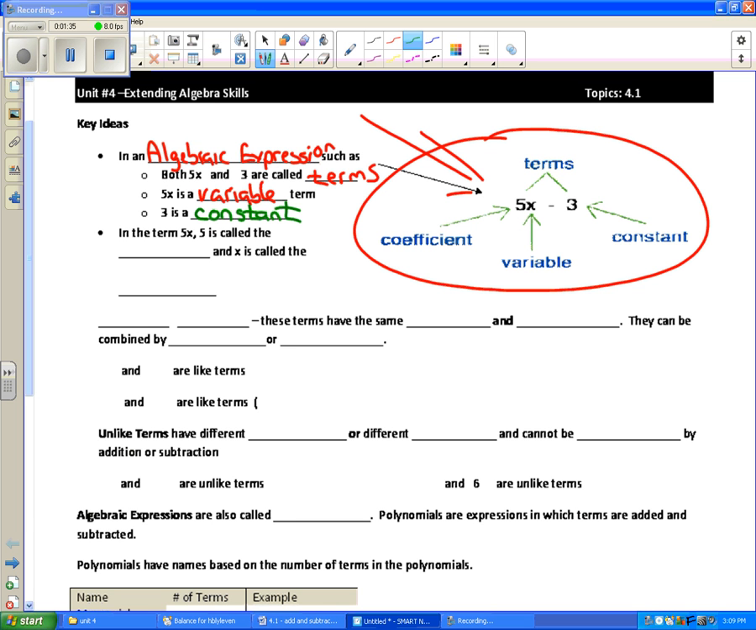In the term 5x, which we have here, the 5 is called the coefficient. So the number in front of the letter is a coefficient, and the letter, in this case x, is called a variable. And it's called a variable, again, because as I said earlier, it can change. So we have a variable term, because it has a variable in it, and we have a constant term. And in this one, the 5 is a coefficient, or whatever number is in front of our variable is called the coefficient.